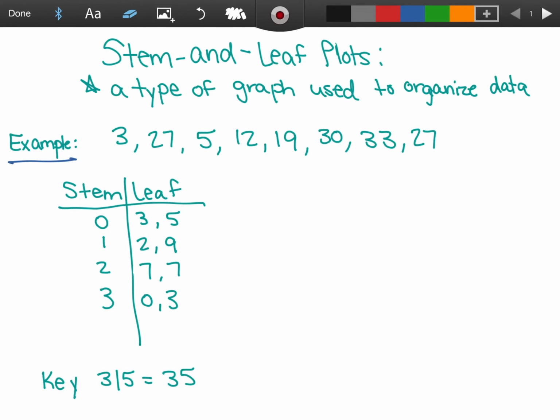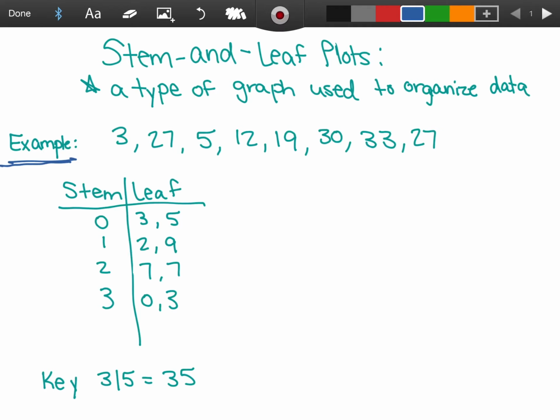Hey everybody, today we're going to talk about stem and leaf plots. And stem and leaf plots are just a type of graph used to organize data. So let's look at this example that I've done for you. Your data set includes the numbers 3, 27, 5, 12, 19, 30, 33, and 27.